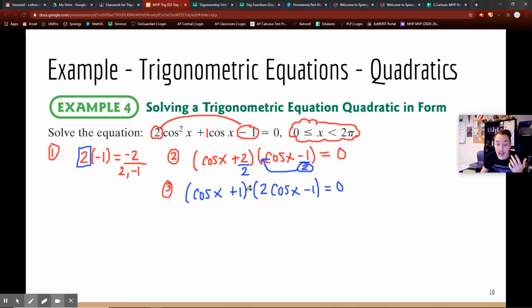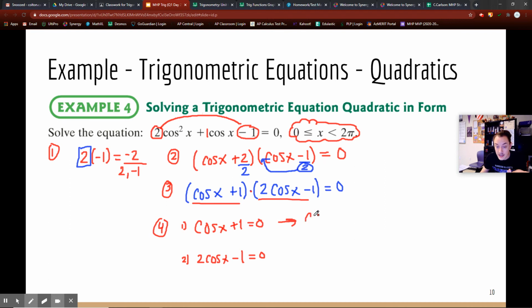Okay. Now, if you remember, my fourth step would be to actually solve for this. Now, this is my zero product property, which means each factor gets set equal to 0. So that means I have, number 1, cosine of x plus 1 equals 0. And then my next one, 2 cosine of x minus 1 equals 0. Okay? And then I solve each one for cosine. So this is cosine equals negative 1.